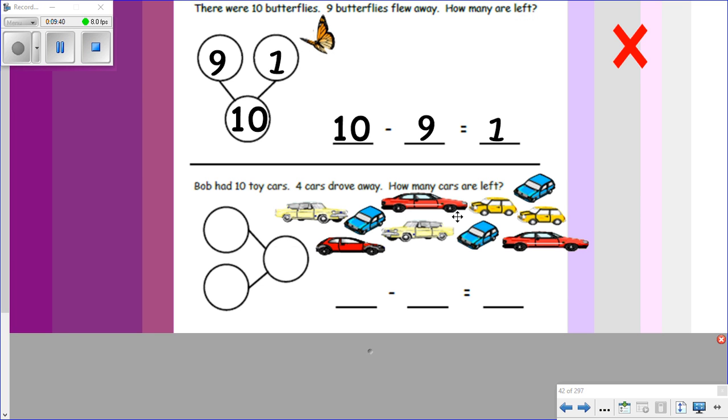Oh, I can see a whole bunch of cars here. That means the word cars is going to be in the story. Let's read it. Bob had 10 toy cars. 4 cars drove away. How many cars are left? Here's all the cars, but 4 of them drove away.